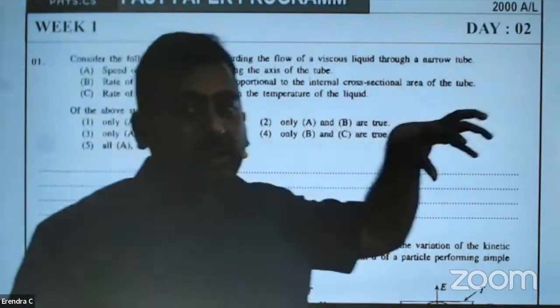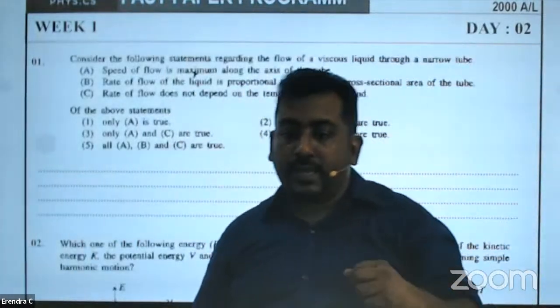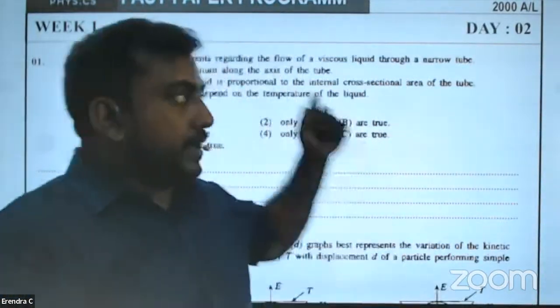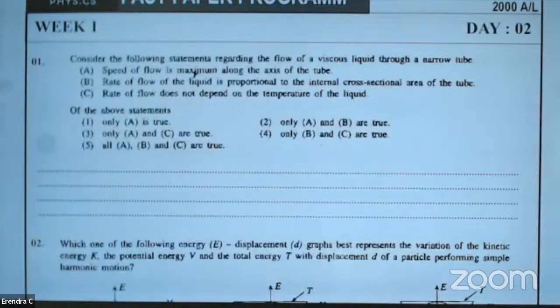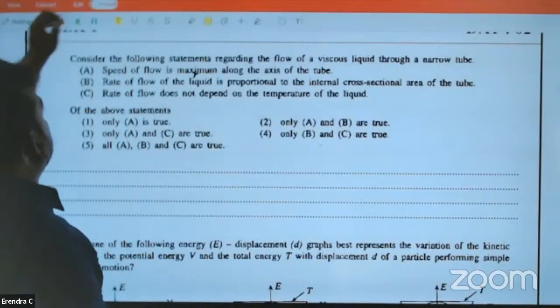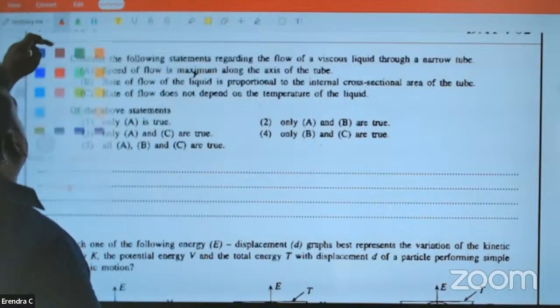So this is actually MCQ number 21. But for today's paper, MCQ number 1. Right. Have a look. Consider the following statements regarding the viscous flow of a fluid.